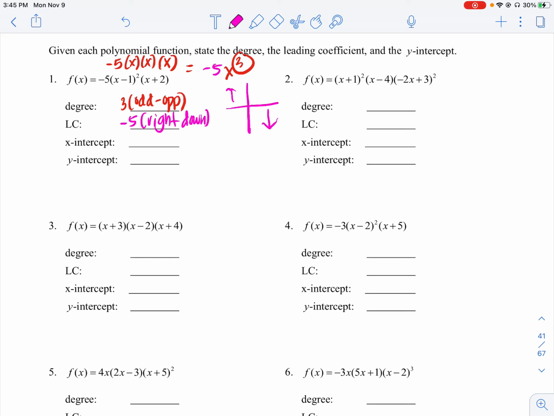Okay? That makes sense? Moving on, we have the x-intercept, which I think by now you guys are familiar with how to do already. So should I still write that down?